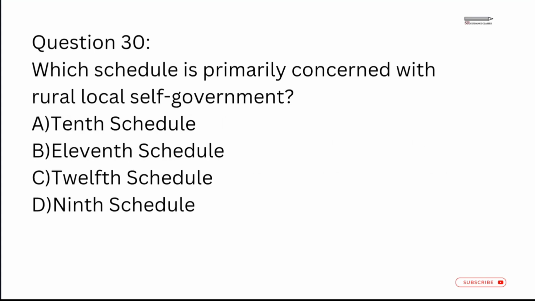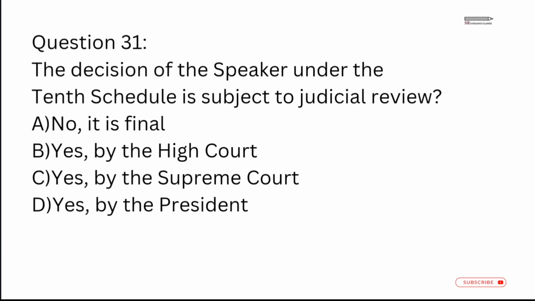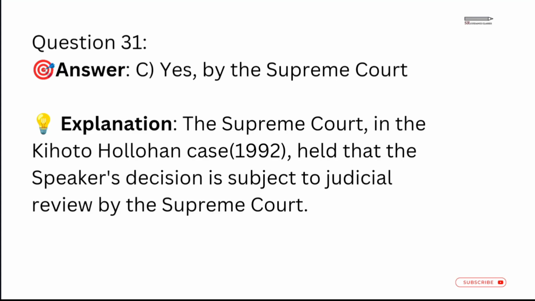Which schedule is primarily concerned with the rural local self-government? The answer is option B, 11th schedule. The decision of the Speaker under the 10th schedule is subjected to judicial review. The answer is option C, yes, by the Supreme Court.